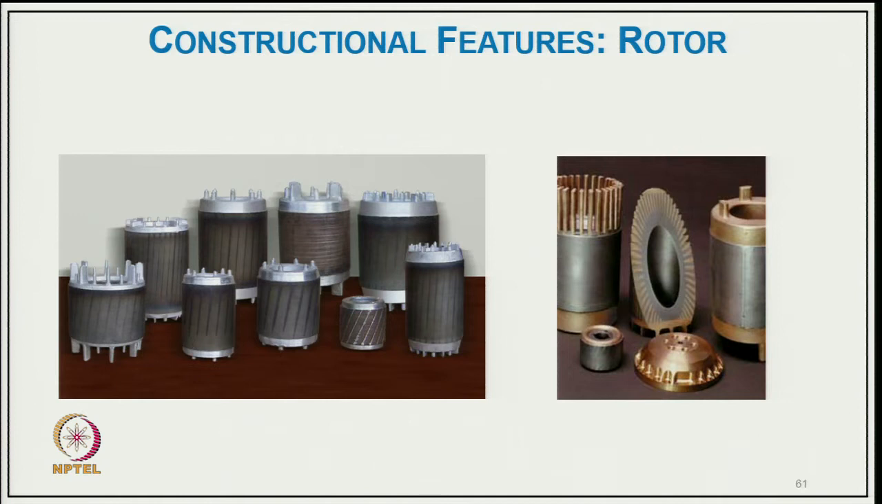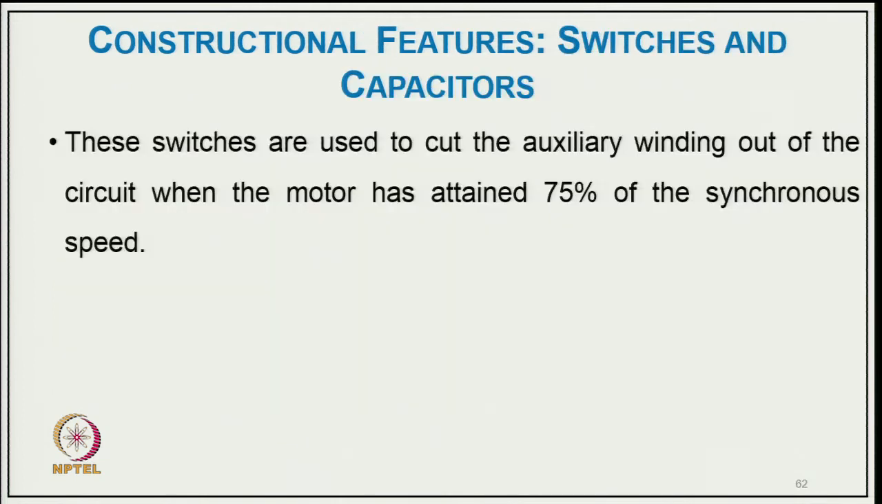And these are the different rotor bars. You can see a rotor with aluminum cage bars, and this one is with copper bars. So these are different squirrel cage rotors, of different sizes and different rating motors.